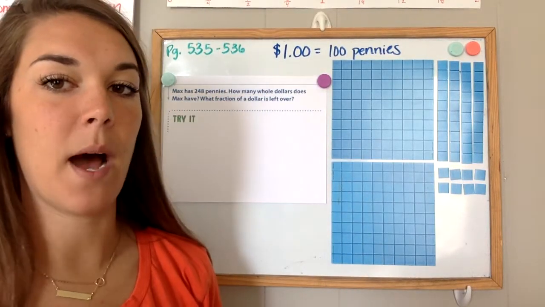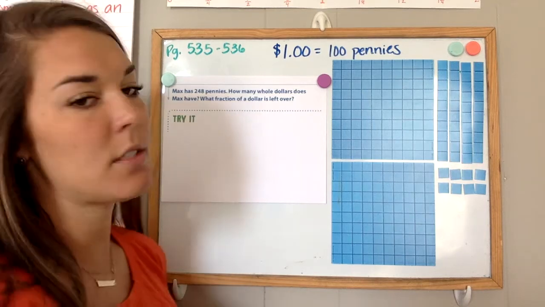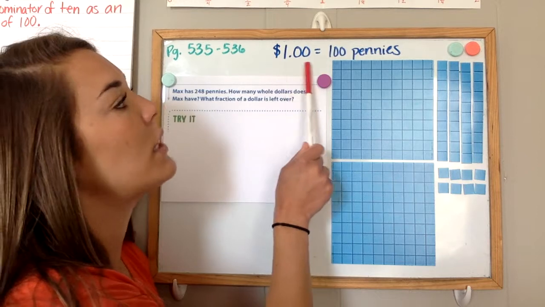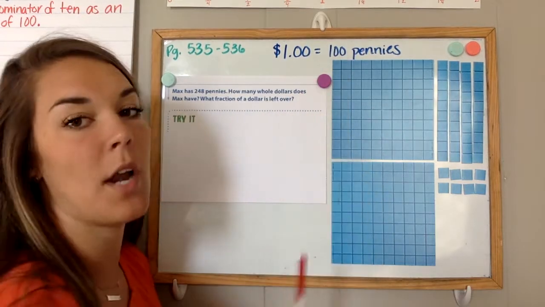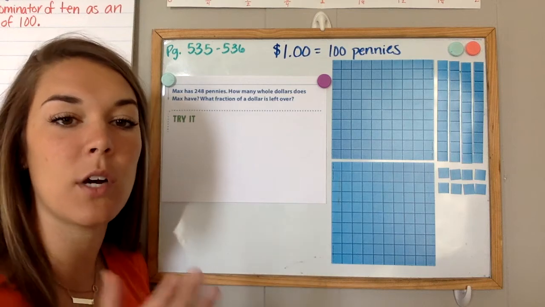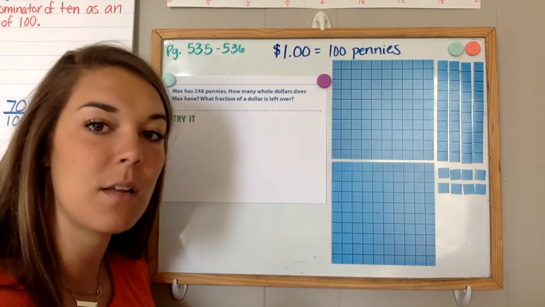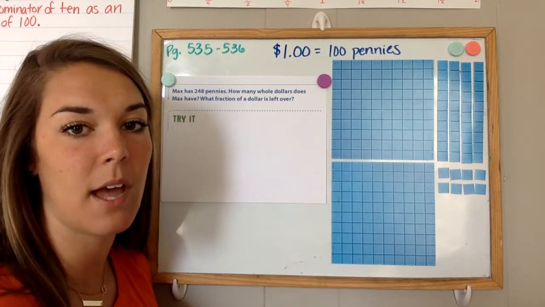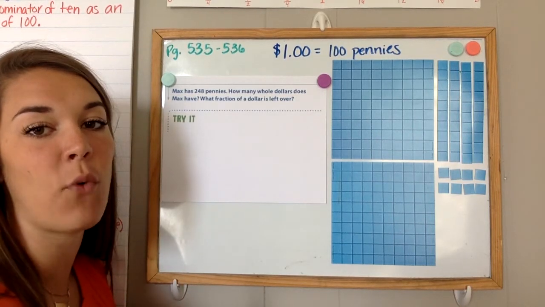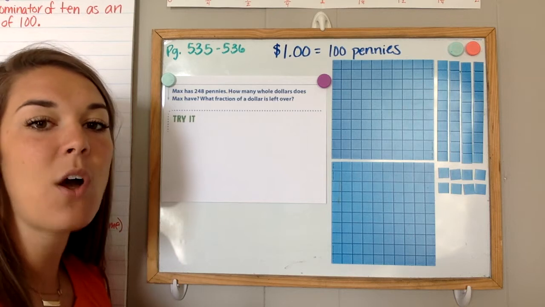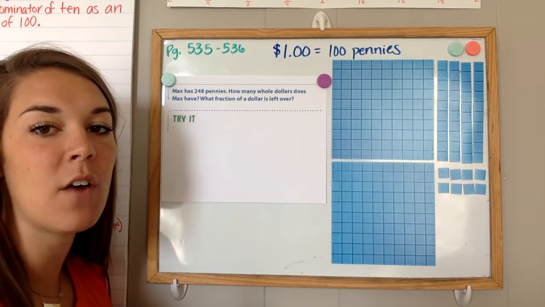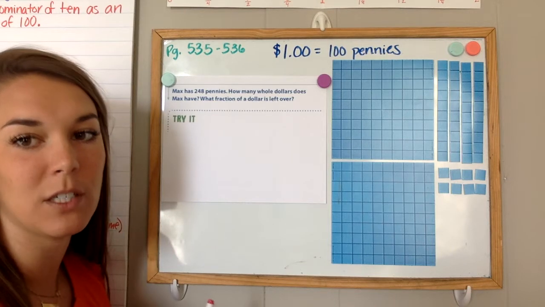Take a minute to open up. And now I just want to point out to you that in this session, you're going to need to know that $1 is equal to 100 pennies, right? If you counted up 100 pennies, that's going to be $1, okay? So in this problem, it says Max has 248 pennies. How many whole dollars does Max have? And what fraction of a dollar is left over?